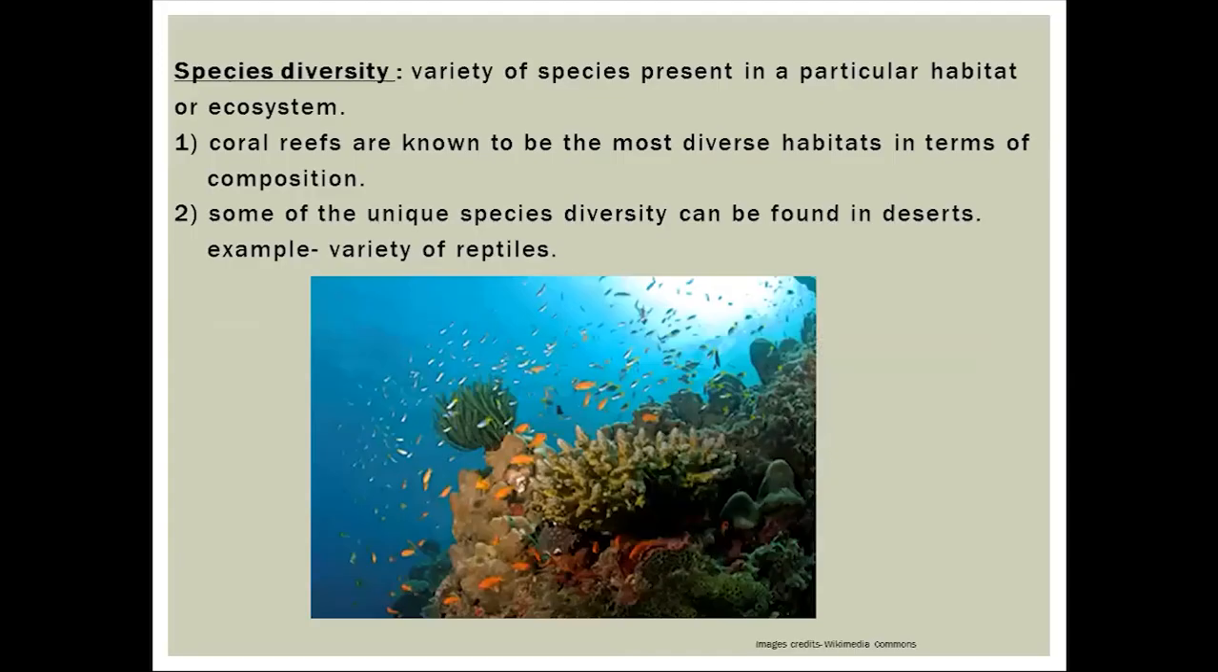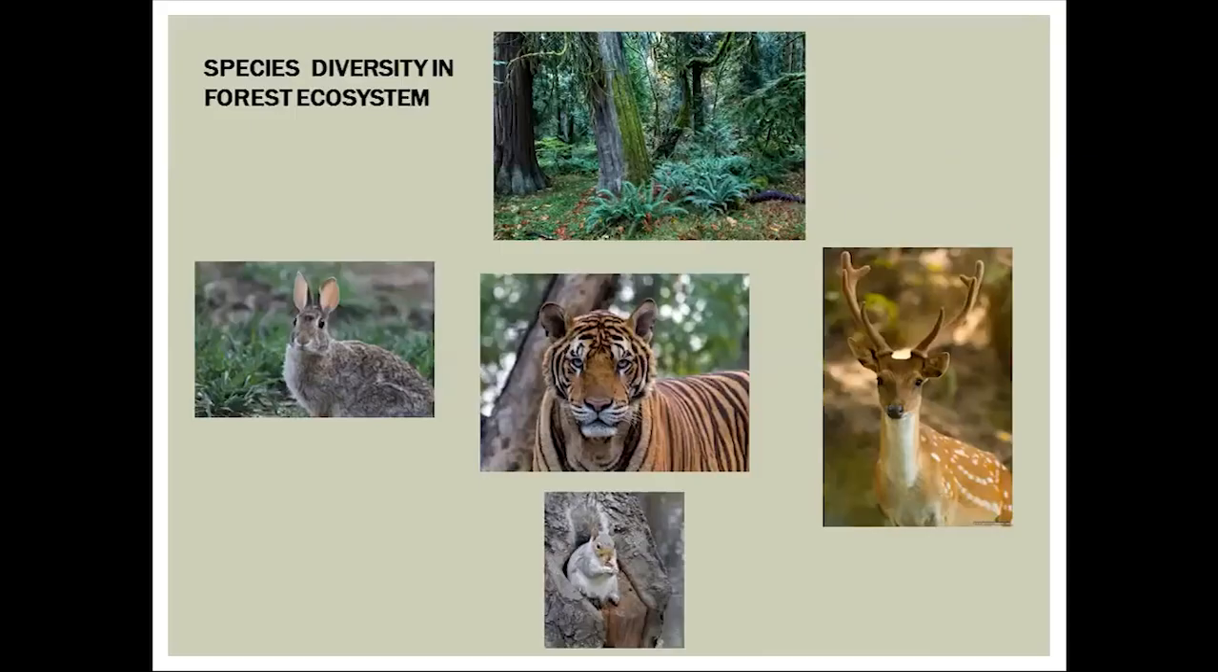Then we have seen the species diversity. Variety of species present in a particular ecosystem is referred to as species diversity. So we have discussed how coral reefs are the most diverse habitats in terms of species composition. Then species diversity in forest ecosystem.